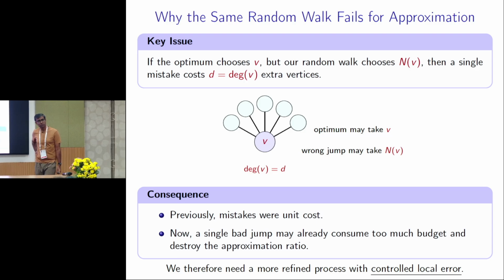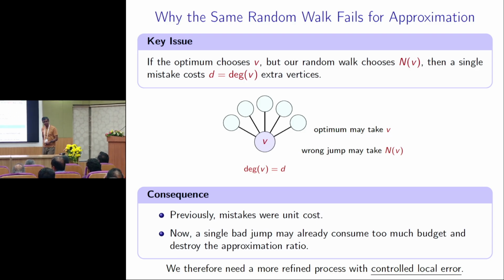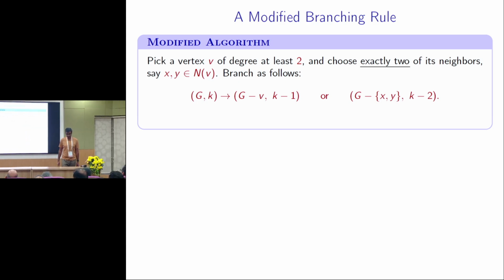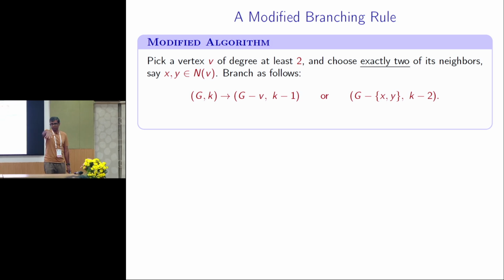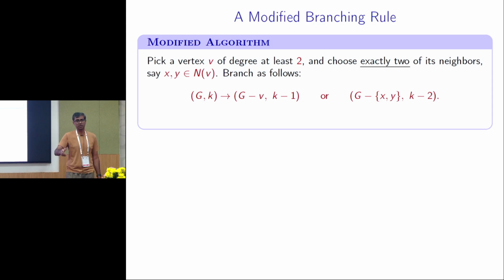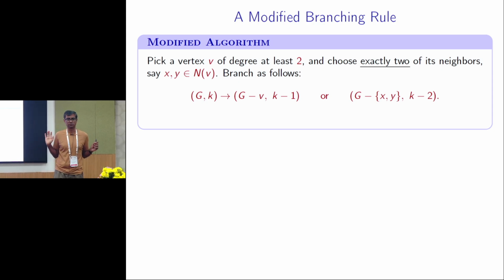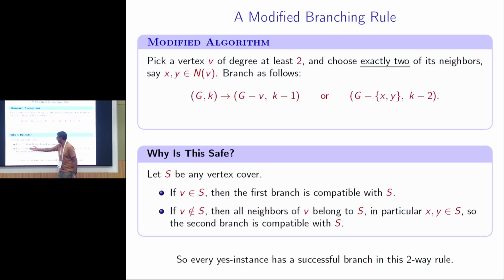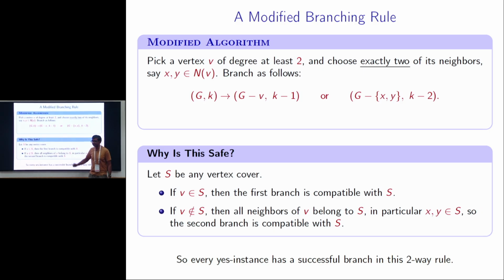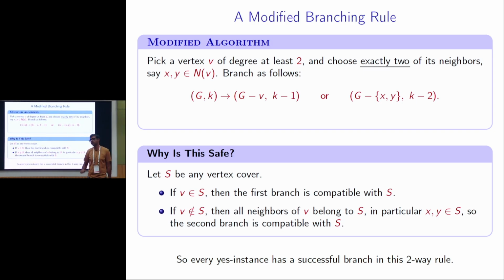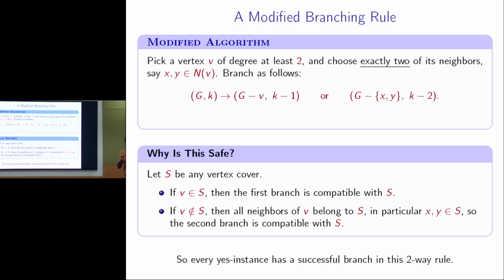That's what I'm going to do now. I'm going to modify my branching algorithm. Rather than a degree, I fix two vertices, and I say in one branch I'm going to pick this, and in the other branch I'm going to pick these two vertices into my solution. And why is this correct? Look at S, any vertex cover. If V is in S, then the first branch is compatible. In the second branch, V is not in the solution, so all the neighbors go into the solution. In particular, these two vertices go into the solution. This is perfectly fine. If you analyze this algorithm, this is also going to give 1.618 to the power k.